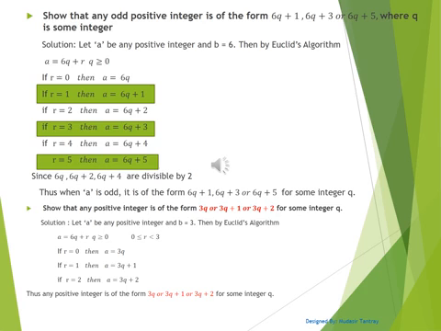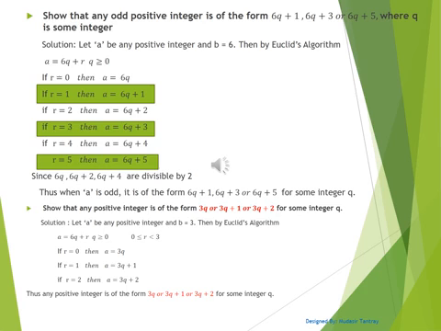Next question. Show that any positive integer is of the form 3q or 3q plus 1 or 3q plus 2 for some integer q. Solution. Let a be any positive integer and b is equal to 3. This time we will take b as 3 because it is in the form of 3q or 3q plus 1 or 3q plus 2. That's why we take b is equal to 3.